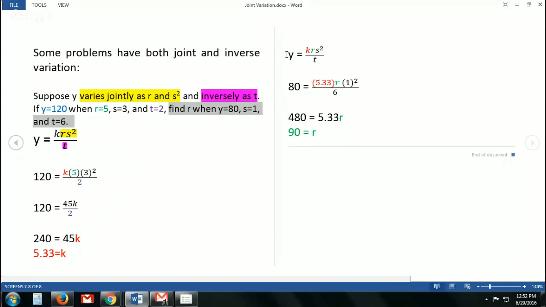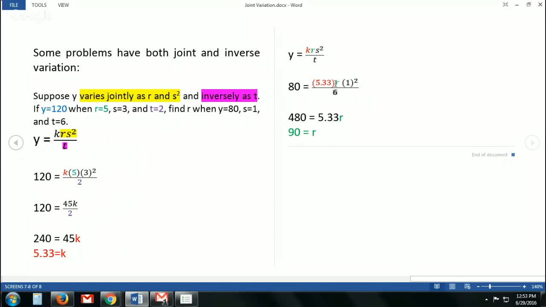So going back to the working equation that we started with, y is 80. Let's put 80 in for y. We now know that k is approximately 5.33. We are looking for r. We were told that s is 1, and remember that 1 is supposed to get squared. And then we were told that t is 6, so the denominator is 6. 1, if you square it, is just 1. So really on the top, we've got 5.33r.